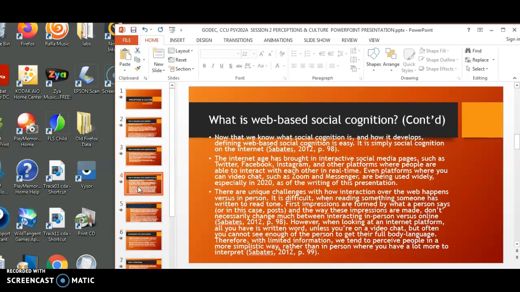Even platforms where you can video chat, such as Zoom and Messenger, are being used widely, especially in 2020, as of the presentation timing, which is 11/22/2020.